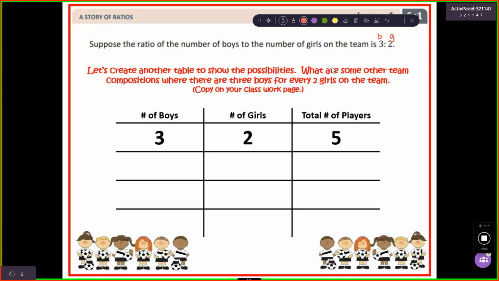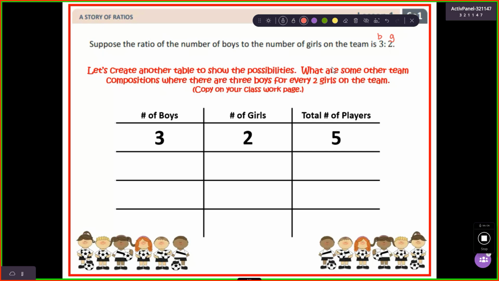What are some other team compositions where there are 3 boys for every 2 girls on the team? And if we're thinking about soccer again, is 5 total players enough? No, we already discussed that. And that is why we needed to create equivalent ratios, which are equivalent fractions. Guys, if you say equivalent fractions, you are still correct. Do you understand? Yes, ma'am. You're right. We just now have to think in our head, oh, if it's equivalent fractions, it's also equivalent ratios. Y'all got it. Look at y'all go.